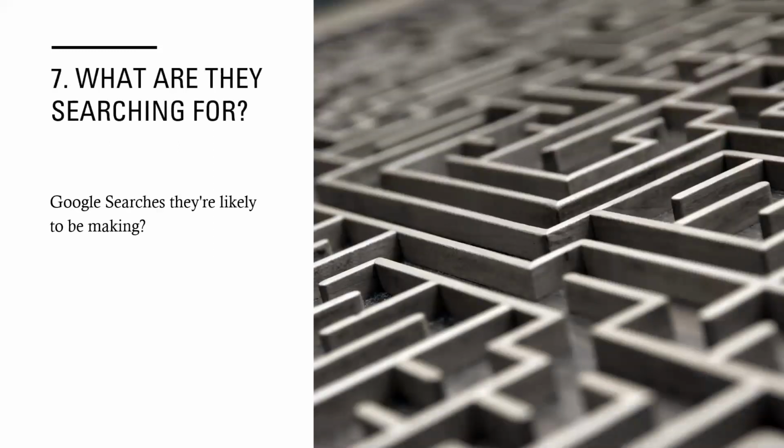What Google searches are they likely to be making? What sorts of things are they going to be looking for to solve the problems that they have? There's an obvious reason for asking this question. This is the sort of information you're going to be using in your marketing. It's the sort of thing that you're going to be aiming your articles at, your posts at, in order to get those search results, in order to get seen by Google.